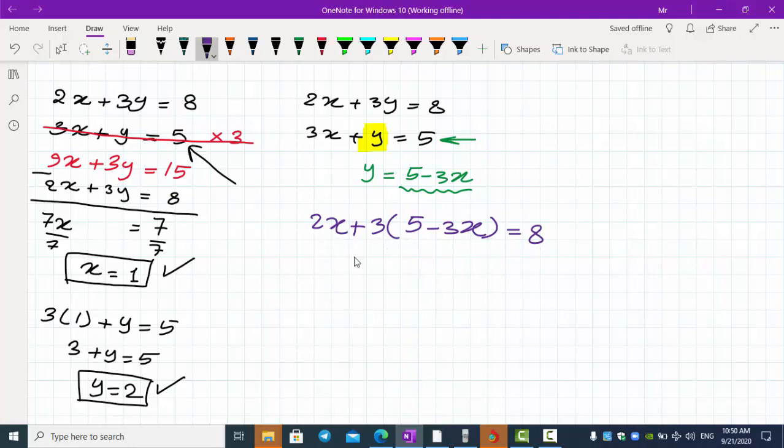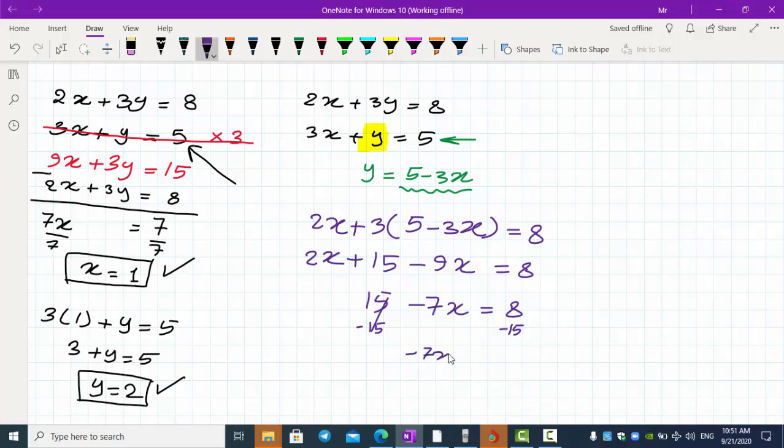Now let's expand these brackets. 3 times 5 is 15 minus 3 times 3x is 9x equals 8, and here we had 2x. Now collect the like terms. 2x and negative 9x will be negative 7x, and the 15 is here, equals 8. Now get rid of 15: minus 15, minus 15. This will be cancelled. Negative 7x is equal to 8 minus 15, which is negative 7. So divide both sides by negative 7, you see x is equal to 1.